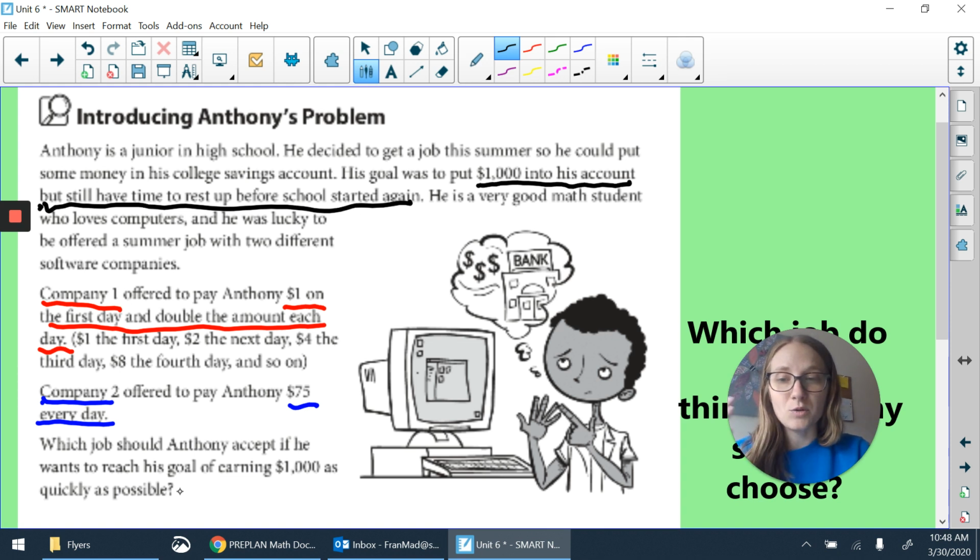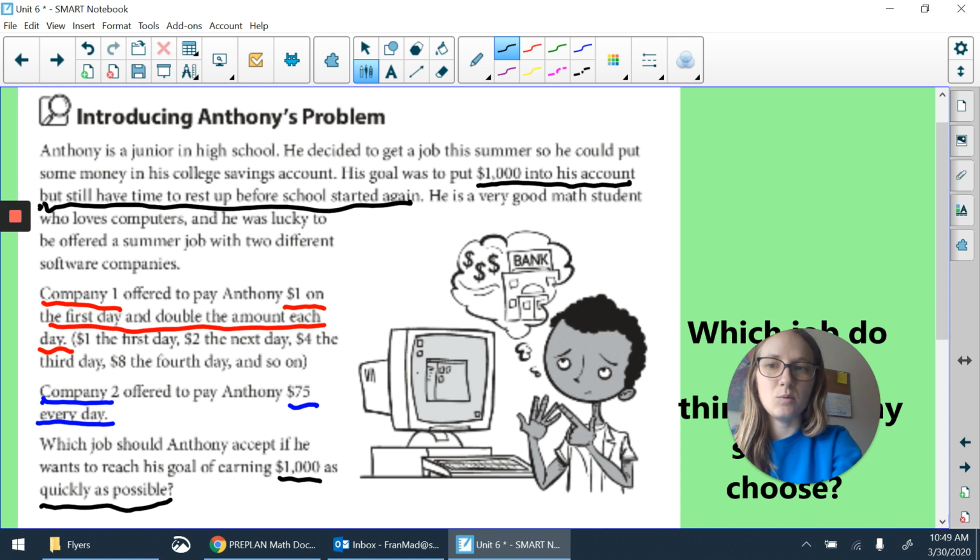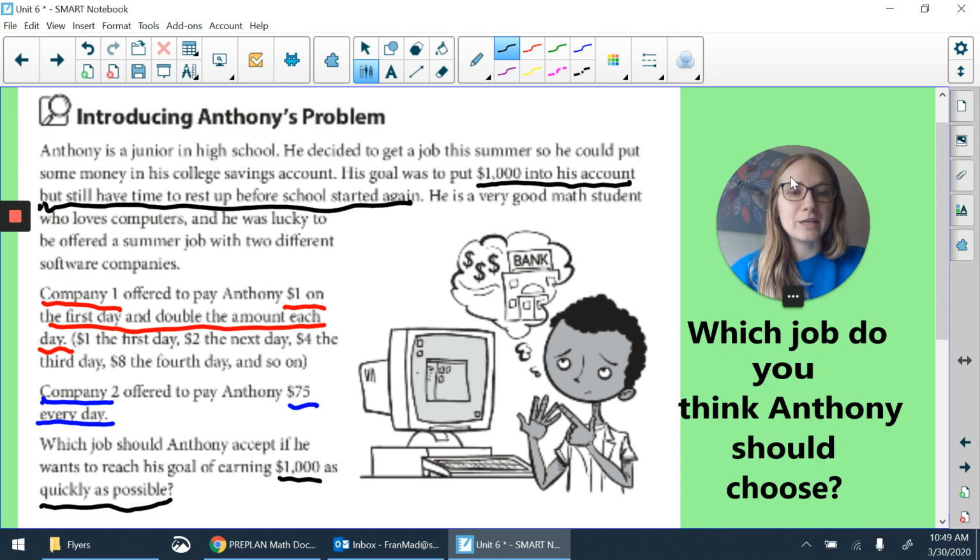All right, so the question is asking me, comparing these 2 jobs, which one should he accept if he wants to reach his goal of earning $1,000 as quickly as possible. So this must be what "still have time to rest up before school started" means: he wants to earn $1,000, but once he reaches that $1,000, he is done working and he's going to enjoy his summer. Okay. So knowing that, let's go ahead and just quickly make our own prediction.